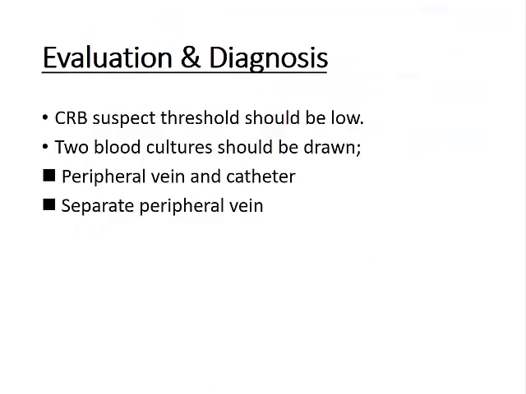Then are the evaluation and diagnosis. For the evaluation and diagnosis, the threshold for suspecting infection, catheter-related bacteremia, should be low. We must immediately think of it if a patient comes with signs and symptoms. And two blood cultures should be drawn, one from the peripheral vein and one from the central vein, and both sent for blood cultures for the diagnosis.